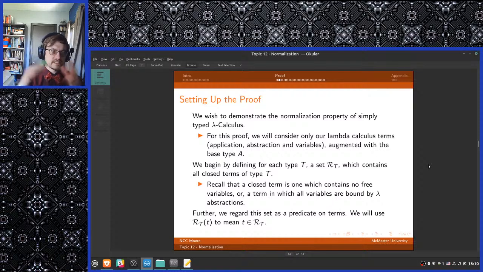So, let's set up our proof technique. We wish to demonstrate the normalization property of simply typed lambda calculus. For this proof, we will consider only the lambda calculus terms themselves, that is, application, abstraction, and variables, augmented with a base type A. We begin by defining, for each type T, a set RT, which contains all the closed terms of type T.